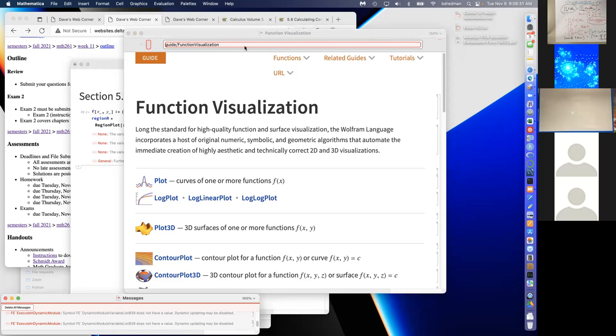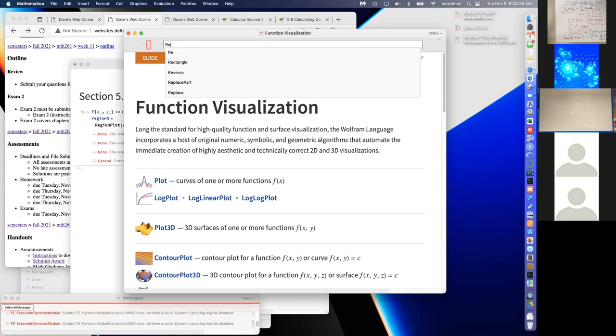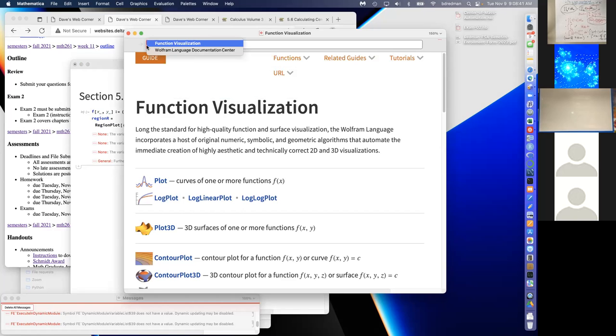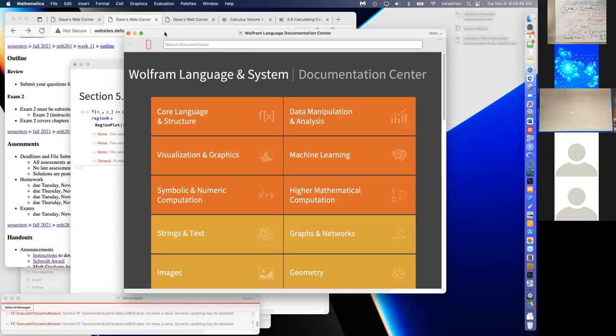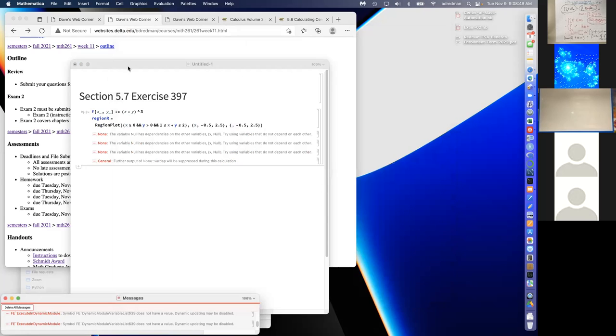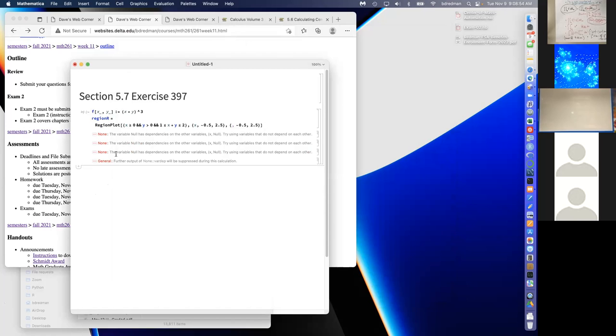I did an update on my system the other day and it recognizes the word I'm searching for, but it doesn't want to search inside the documentation center. Okay, that's not happening. And let's just see if it wants to execute anything right here.